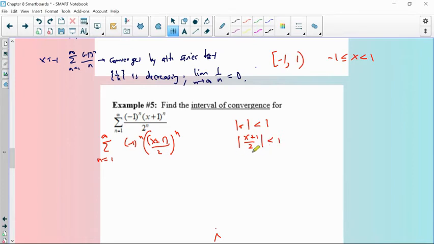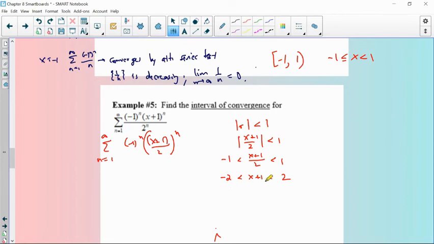I can open this up. So it becomes -1 is less than (x + 1)/2 is less than 1. Multiply 2 to both sides. And so right now I'm noticing that I'm centered at -1, and my radius in this case is going to be 2, right? Because I'm equaling, I could have put that into absolute value, made it equal 2, but let's go ahead and actually find the interval.